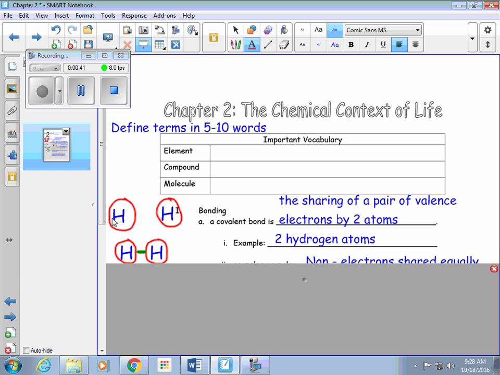So I've made a little sketch over here, which I would also like you to do on page 5 in your biochemistry packet. I've got two lone hydrogen atoms, and each hydrogen atom carries one electron. However, it has the capacity to hold two. So when those two hydrogen atoms come close together, their shells actually overlap and they are sharing an electron.